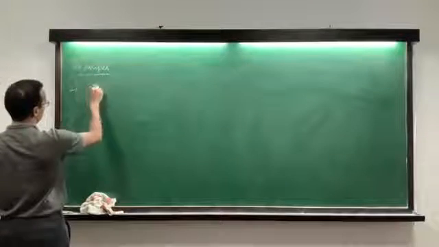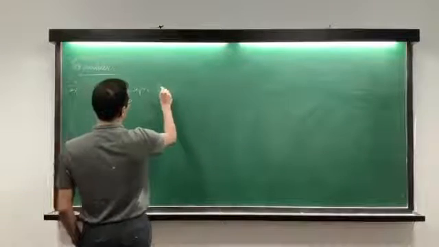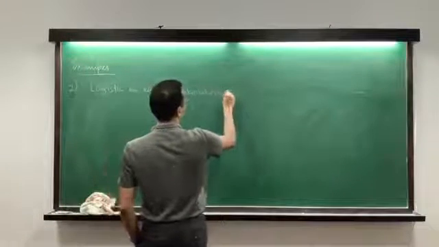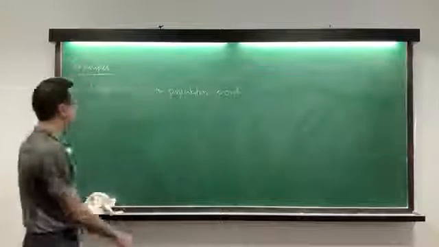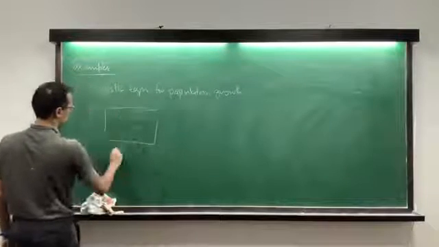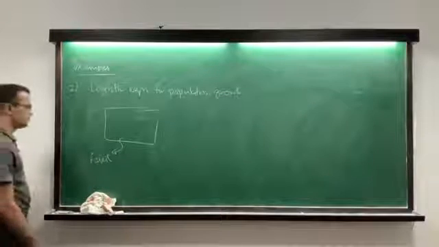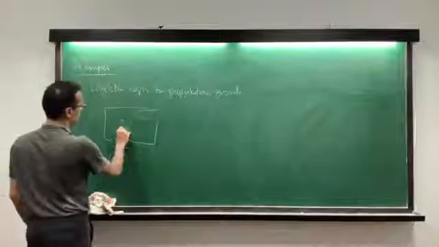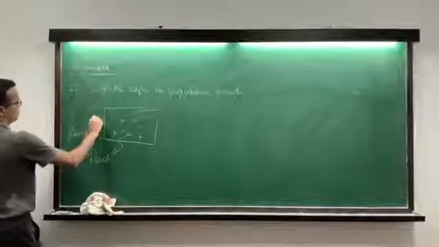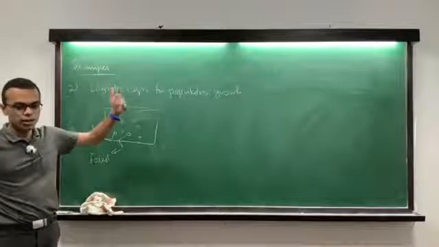There's something called a logistic equation, and this is for population growth. So let's say I have a forest. This is my version of a forest, and the forest has some animals, whatever. I'm going to mark them by circles. Okay, and the animals are constantly growing. There are more animals being added.